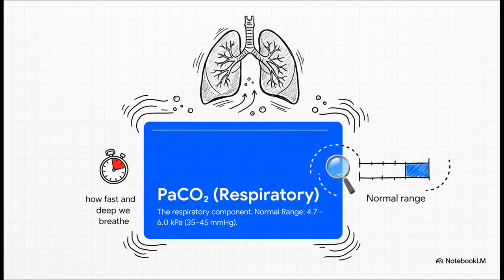Suspect number 1 is PaCO2, the partial pressure of carbon dioxide. This value is our direct window into how well the lungs are working. It's all about how fast and deep we're breathing. And the magic number to remember here is the normal range, between 35 and 45.